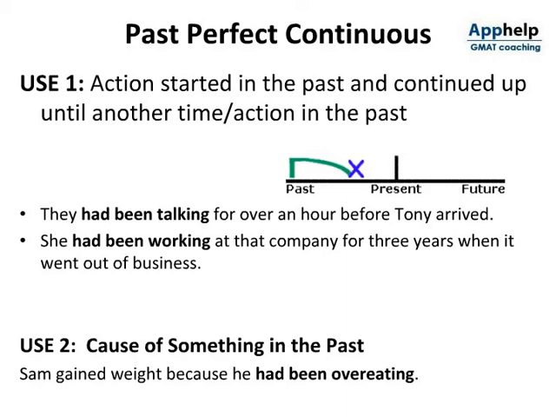Use 2. Past perfect continuous is also used when talking about the cause of something in the past. For example, Sam gained weight because he had been overeating.